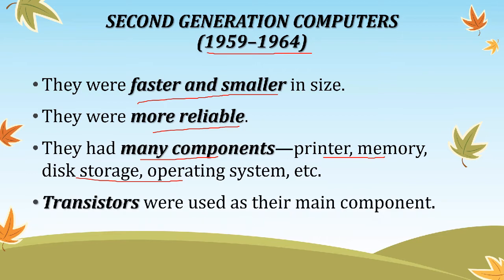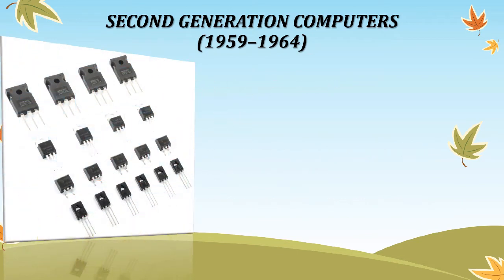And here the main component that is used is transistors. In first generation we used vacuum tubes and in second generation we used transistors as the main component. See, this is a transistor. Different kinds of transistors are there.